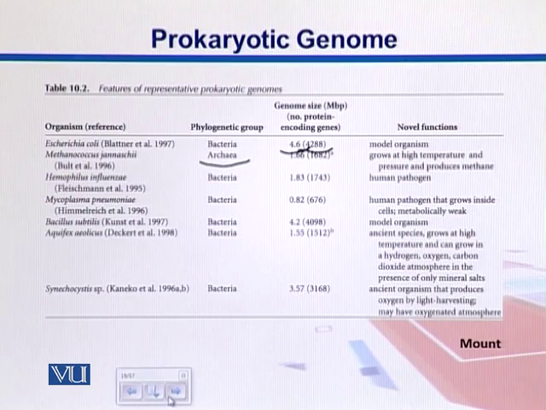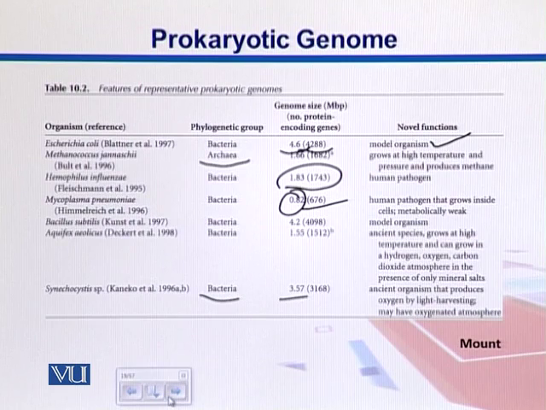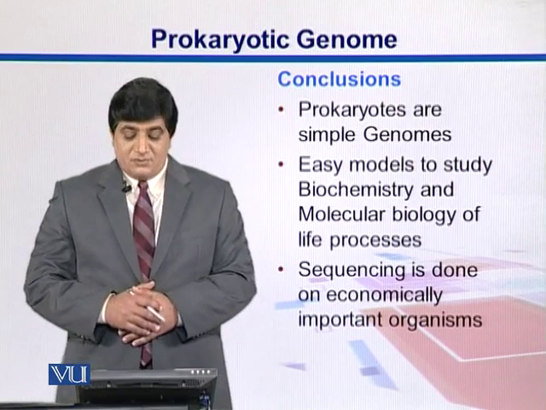Then the archaea Methanococcus, that is 1.66 MB and it has 1682 genes. Then we have Haemophilus influenzae, 1.83 MB and 1743 genes. It's a human pathogen. We can also have descriptions of these organisms, like E. coli is a model organism, and this archaea grows at high temperatures and produces methane. Maybe good to have natural gas from it. We can also have other organisms like Mycoplasma pneumoniae, a pathogen obviously. It was 0.82 MB and 676 genes, and in the end we have Synechocystis, a bacteria, that is 3.57 MB and has 3168 genes.